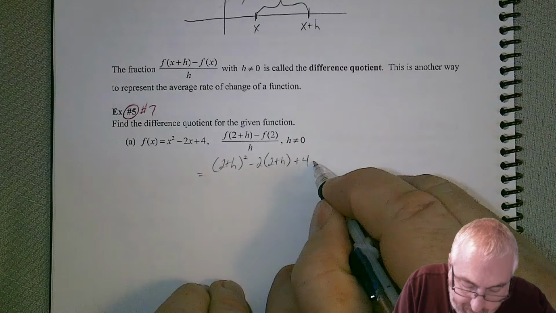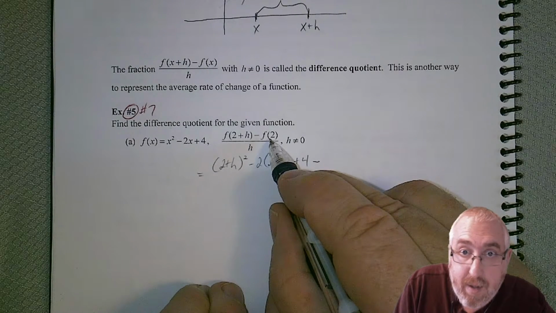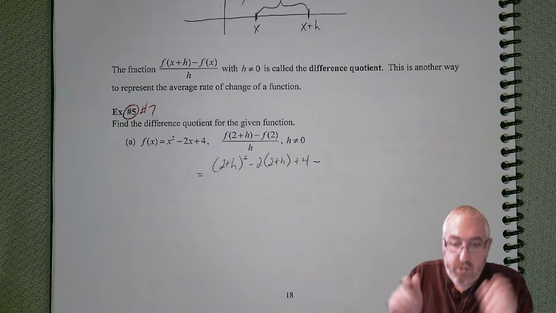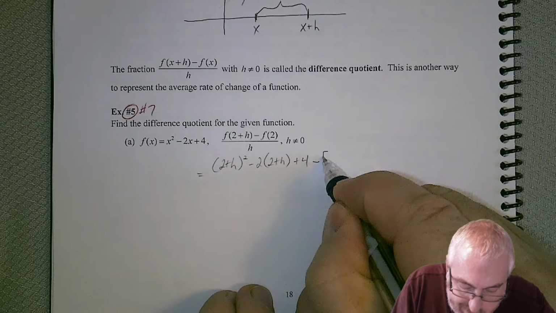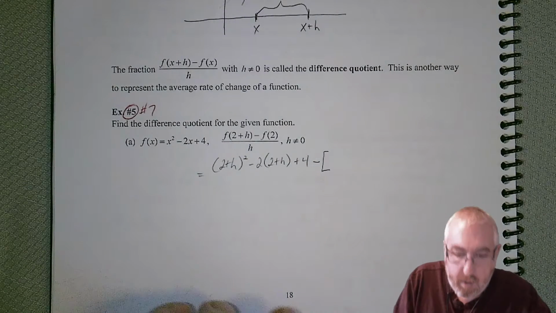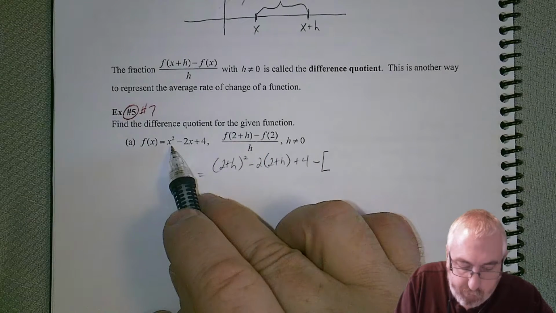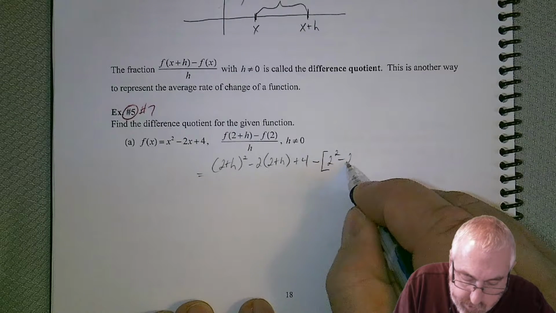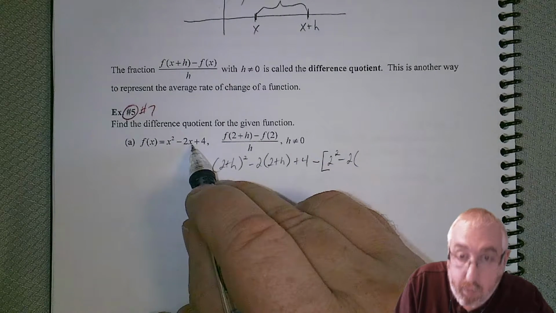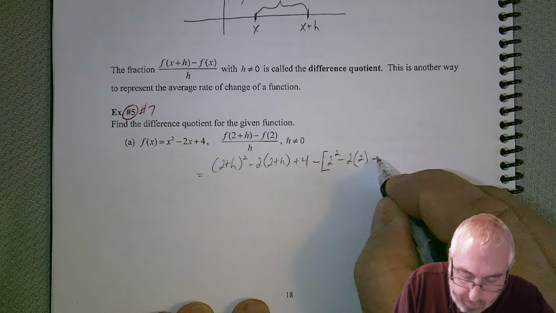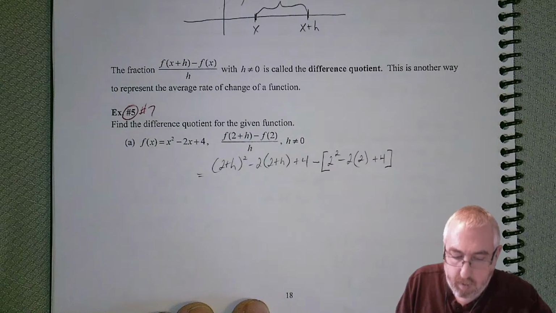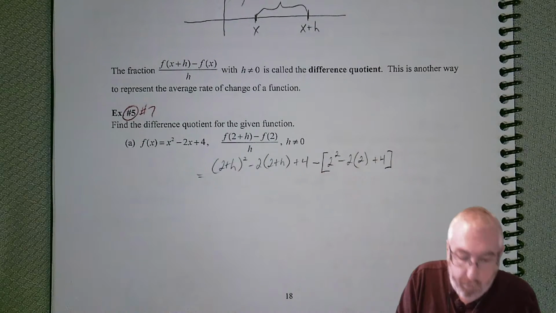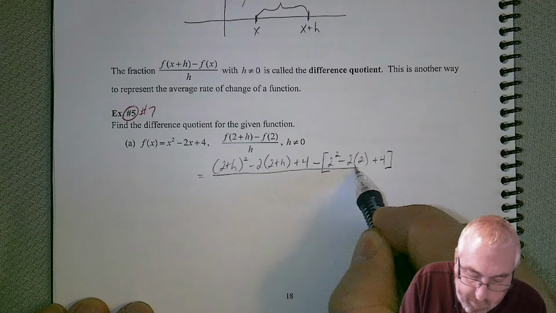Now we need to subtract f of 2. Well, we want to make sure we think of that as a singular object. So to do that, let's use brackets to really frame it off. So now let's substitute that 2 in. So 2 is going to replace the x, so we'll have 2 squared minus 2 times that 2, and then we still got the plus 4. So there's the first part, subtracting the second part, and we want to put that all over h.